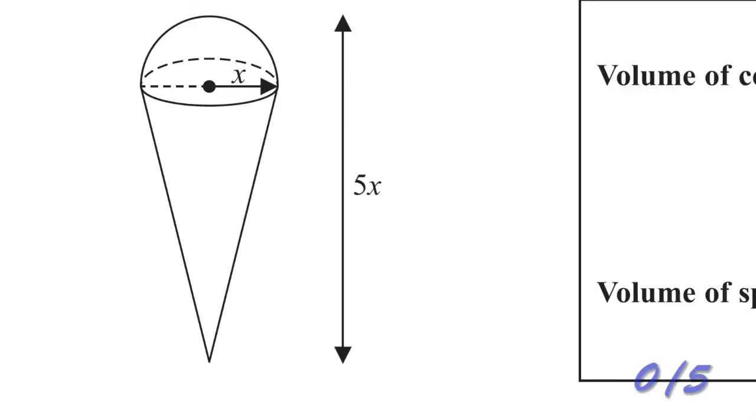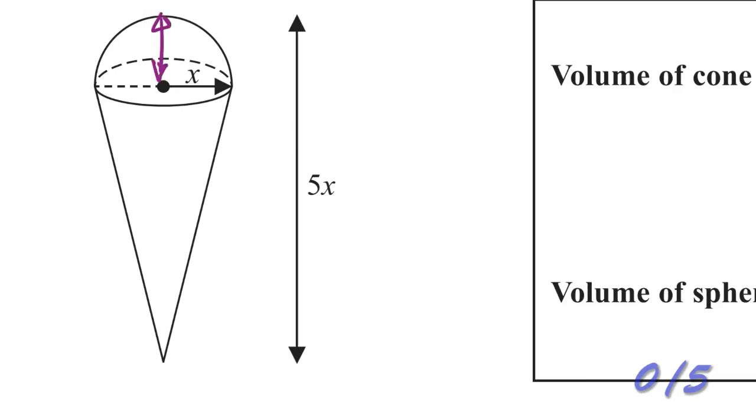First thing to notice is that the cone and the hemisphere are all together for the height. We've got 5x for both. Because it is a sphere, that height there is going to be x as well. So we could split this into two. We could split it there and there. Instead now we've got a small x there and 4x there.